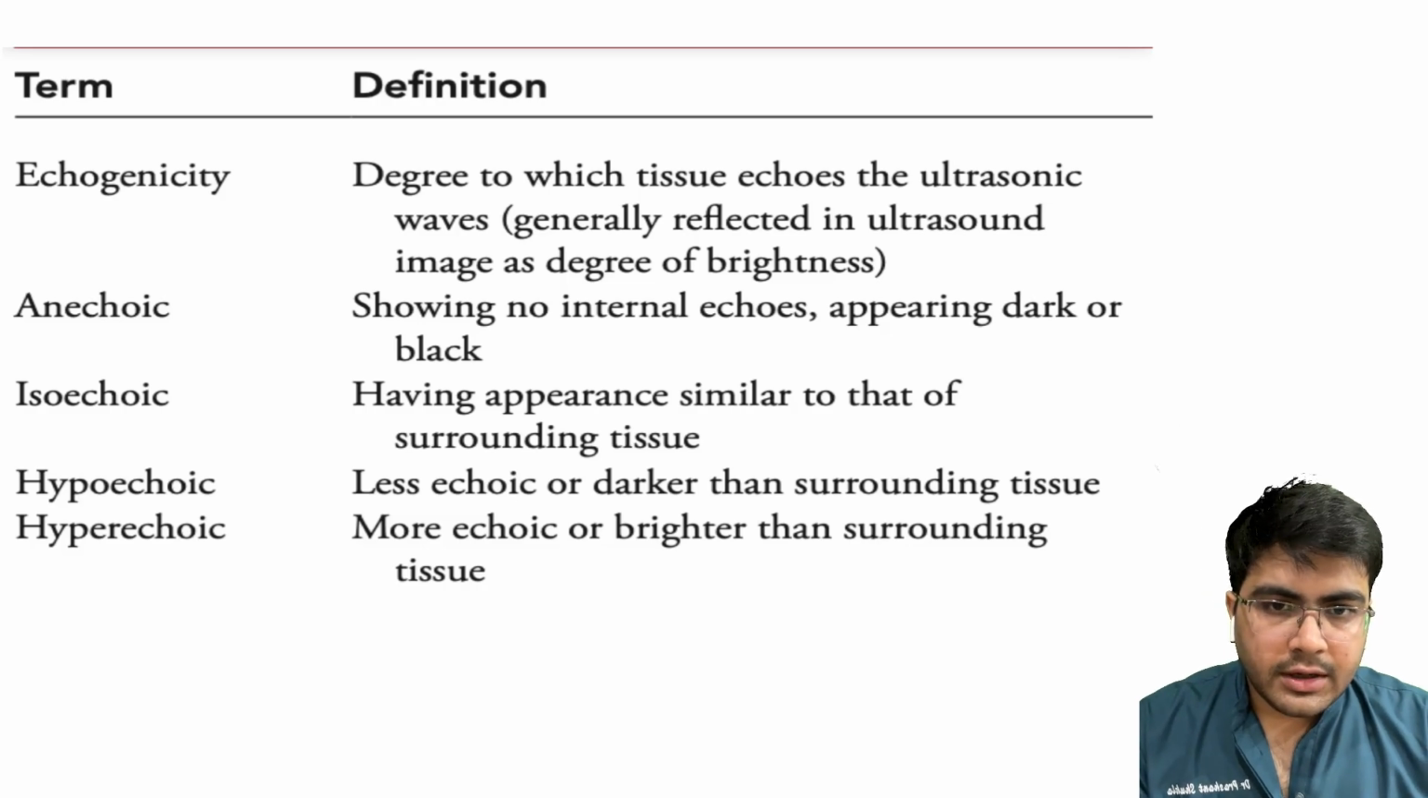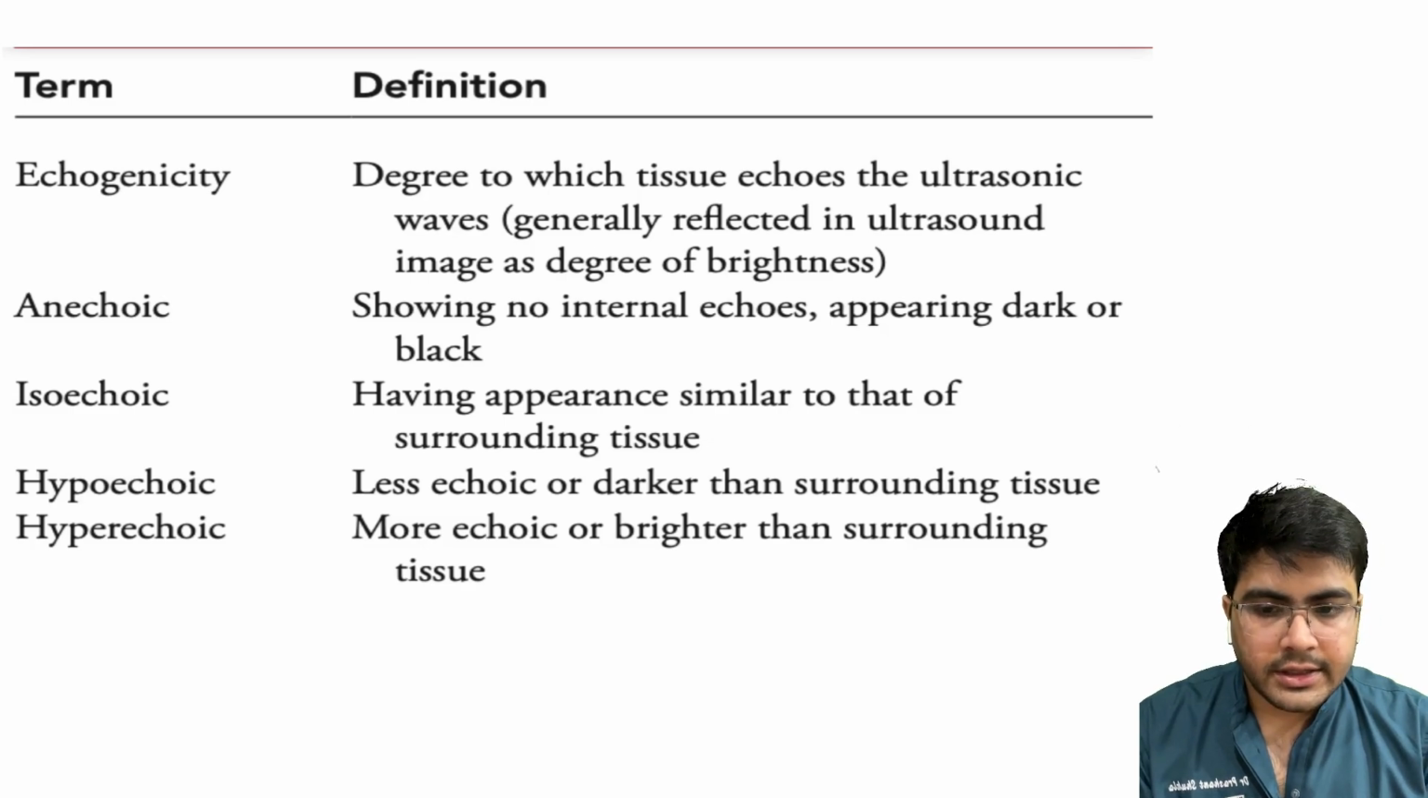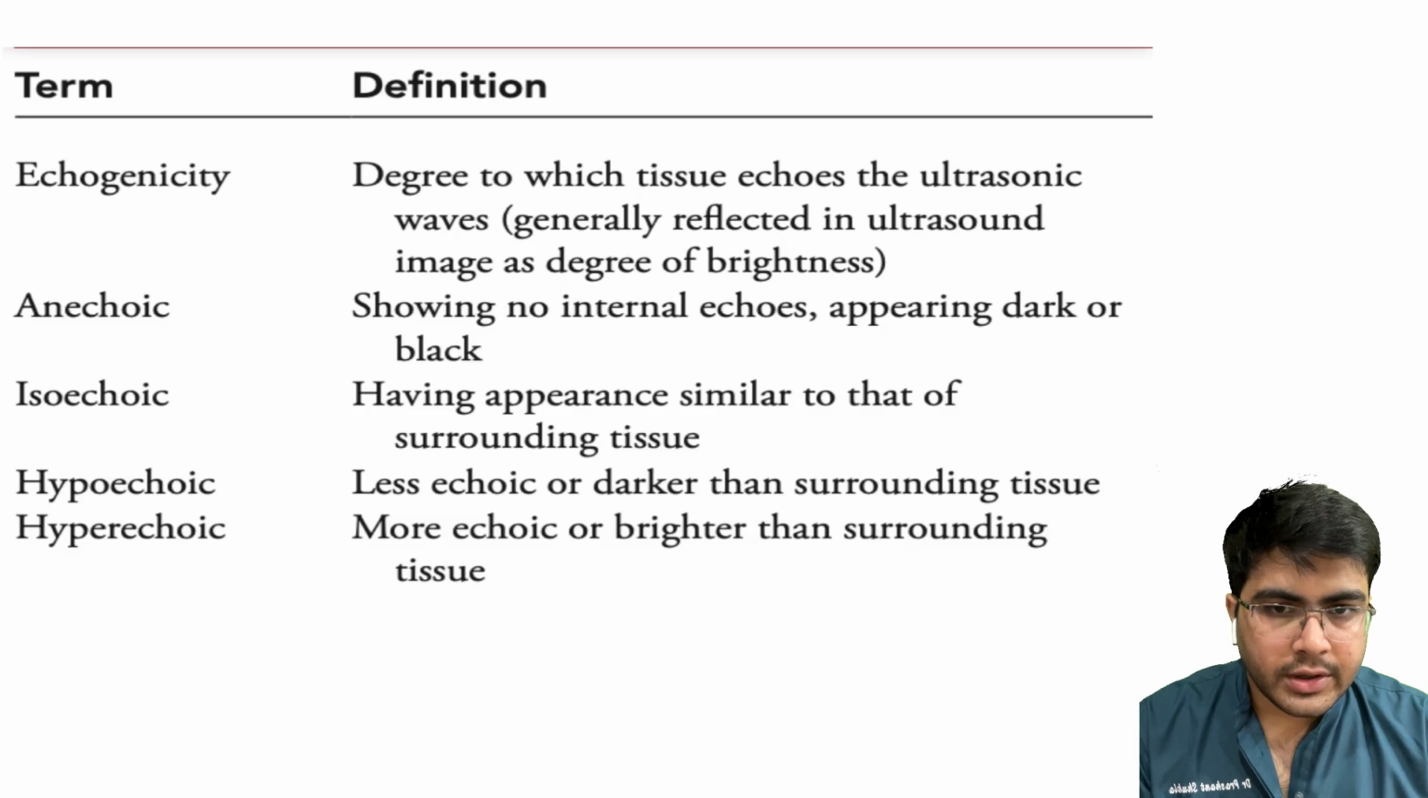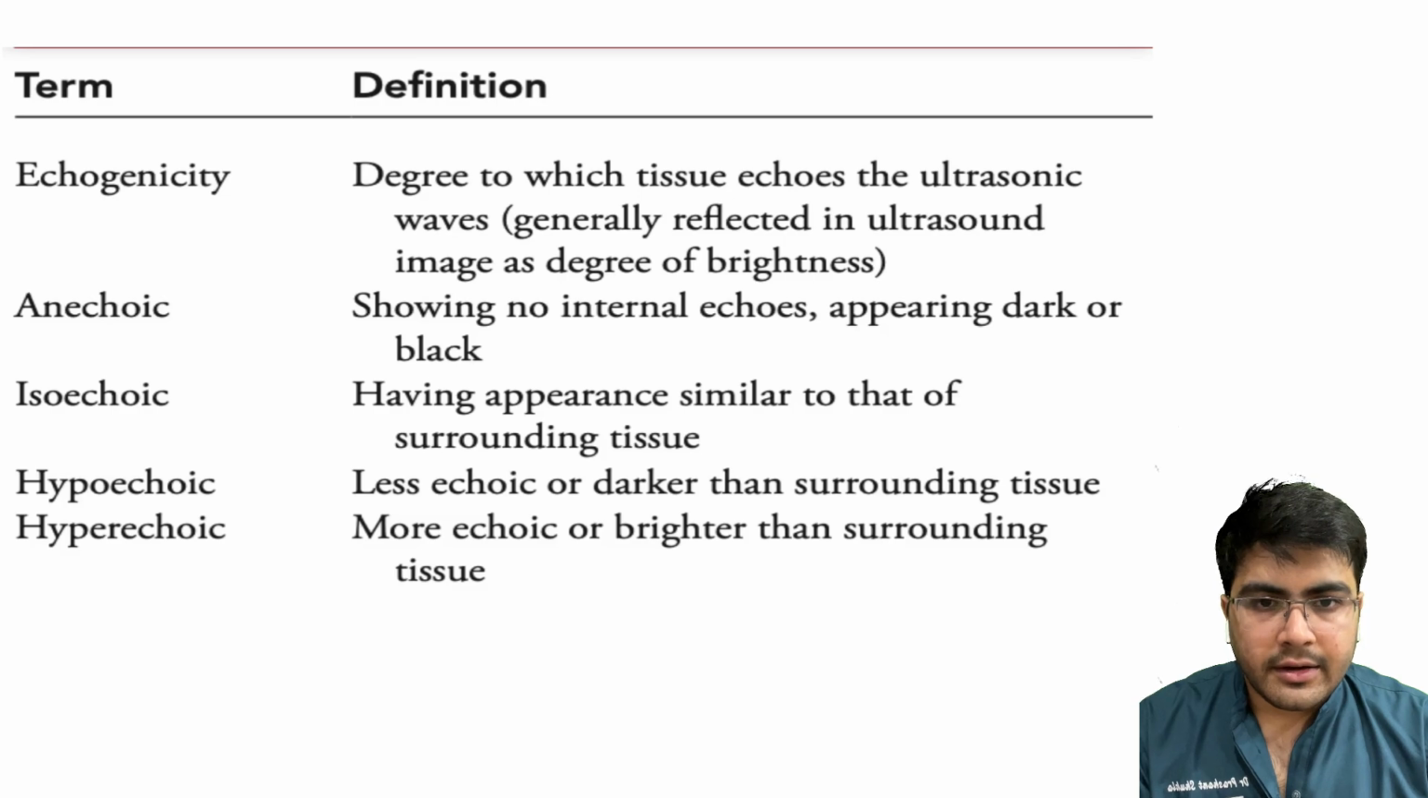There are a few terms associated with ultrasound examination. First you need to understand the concept of echogenicity. You'll have reports in which they mention terms like anechoic, isoechoic, hypoechoic, hyperechoic. This all depends upon the echogenicity of the structure they are examining. Echogenicity is nothing but the degree to which tissue echoes the ultrasonic waves.